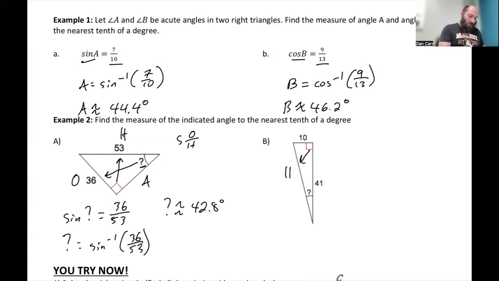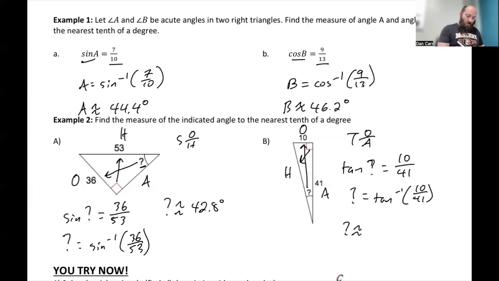Same thing on the next one. Based on the right angle, we label the hypotenuse. From my angle here, I go over to the opposite, and that leaves this to be adjacent. Since I have the opposite and adjacent, I'm going to set this up with a tangent because it's a TOA scenario. The tangent of my question mark is equal to the opposite divided by the adjacent. Once I have that set up, my next step is just to do inverse tangent of my fraction. I plug it in my calculator and I get 13.7 degrees. And that's it.